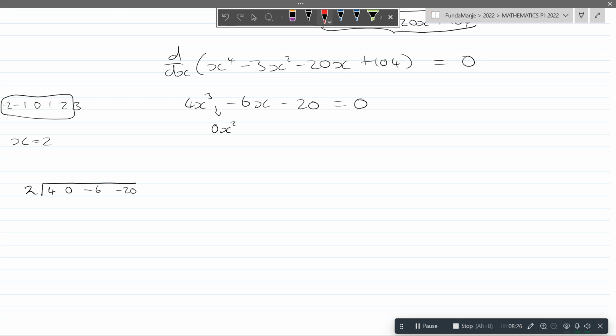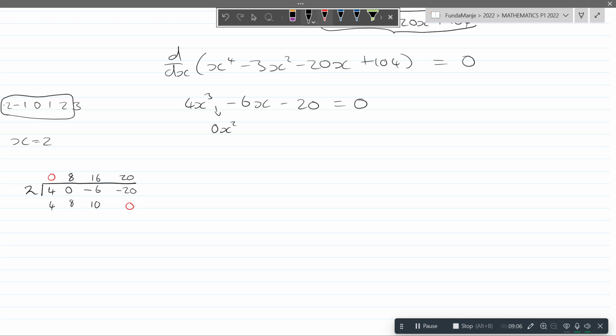In order to know that you've done this method correctly, you should start on a 0 and end on a 0 as well. So the procedure is as follows. We take the number on top, add it with this number to get 4. Then we take 4 multiplied by 2, we get 8. Then 8 plus 0, we get 8. 8 times 2, we get 16. 16 minus 6 gives us 10. Then 10 times 2 gives us 20. And 20 plus negative 20 gives us 0. So if we end on that 0, then we know what we've done is correct.